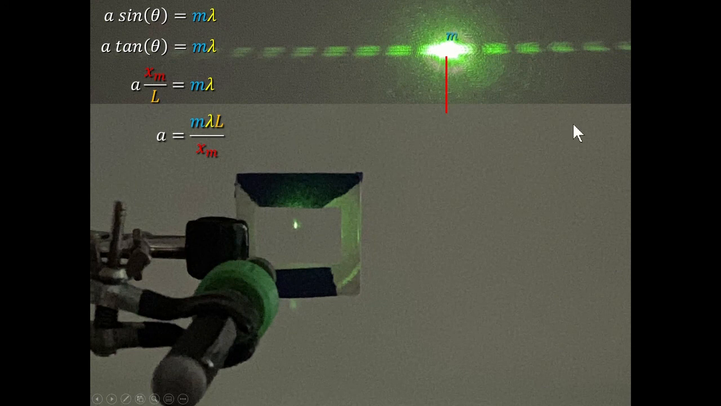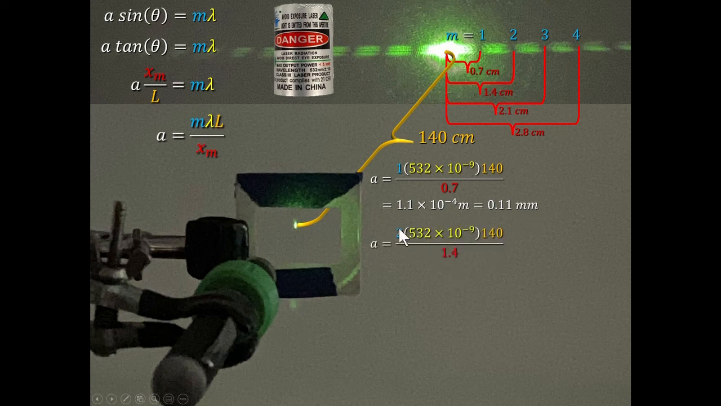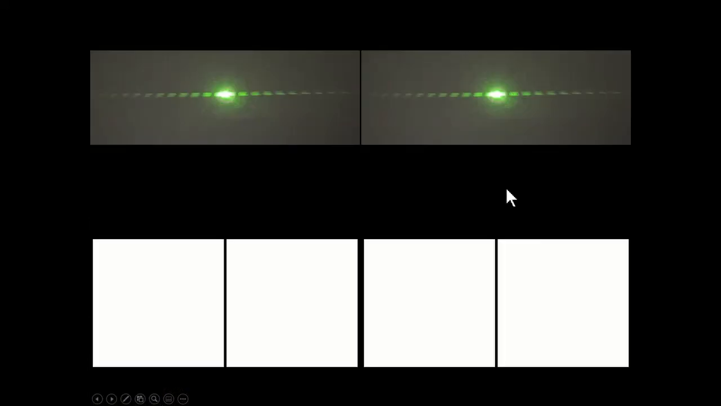So let me zoom in on that again and put some numbers here. It was 140 centimeters from the hair out to the wall, and the first dark spot was 0.7 centimeters away, 1.4, 2.1, and 2.8. I can look at the laser and read right off the laser that it was 532 nanometers. So we know the wavelength of the light, 532 nanometers, and I can find the diameter of that hair at 0.11 millimeters. Very small. I could have done that with m equals 2, is twice the distance, and we get the same answer. M equals 3 was 3 times the distance, and m equals 4 was 4 times the distance, but we should get the same number all the way across.